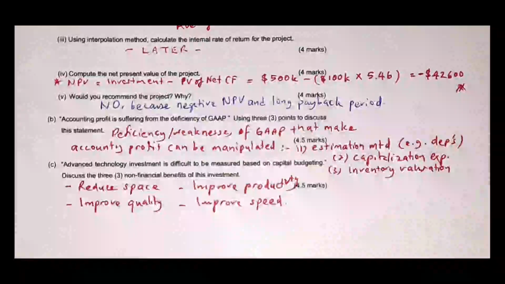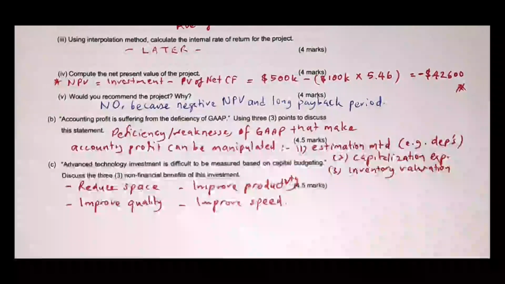Okay, B. Accounting profit is suffering from deficiency of GAAP. GAAP is generally accepted accounting principles, or the term that we always use is accounting standard. So this question asks you, the statement is like this: accounting profit is suffering from the deficiency of accounting standard. The question asks you to use 3 points to discuss this statement.